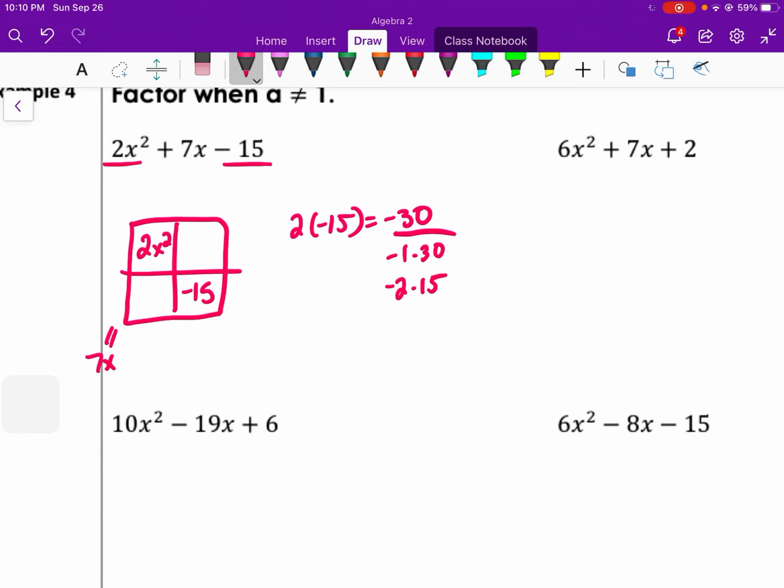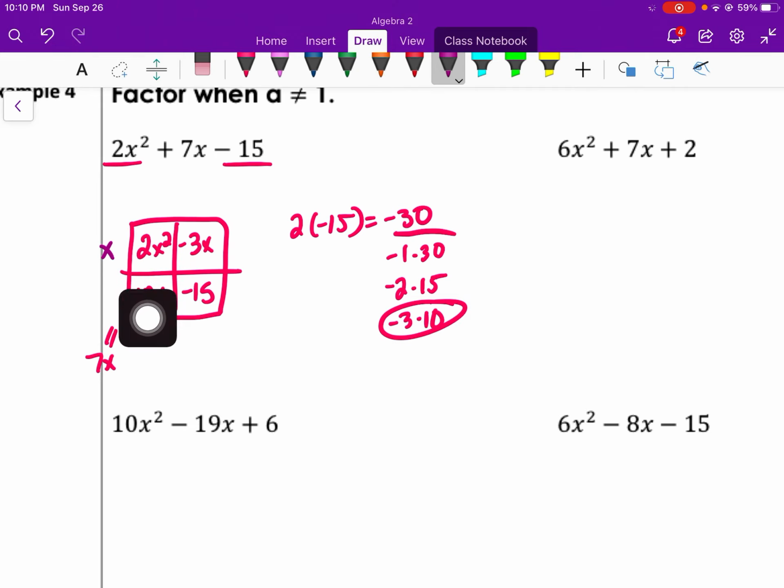But how about negative 2 and 15? I can't make 7 with that. Negative 3 and 10, I can make 7 with that. So negative 3x and positive 10x is what I want to make positive 7x. Then filling out the outside of the box. So the 2x squared and the negative 3x, they just have an x in common. One thing to mention is your first two in your factors will always be positive. So don't take out a negative with those.